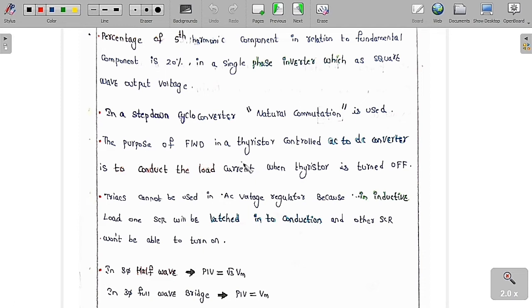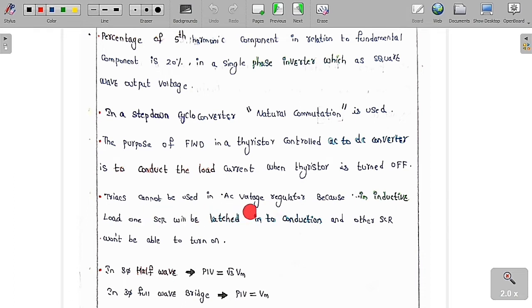The purpose of the freewheeling diode in a thyristor controlled AC to DC converter is to conduct the load current when the thyristor is turned off. AC to DC converters means controlled rectifiers. In a rectifier, the purpose of using the freewheeling diode at the load is that whenever the thyristor is off, this freewheeling diode is going to conduct. That is the main purpose of using the freewheeling diode.